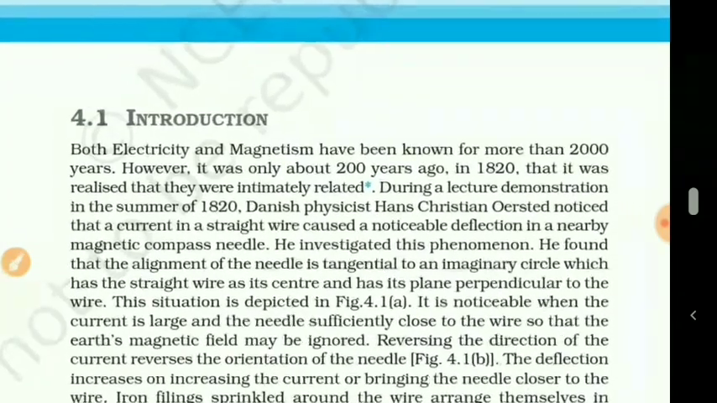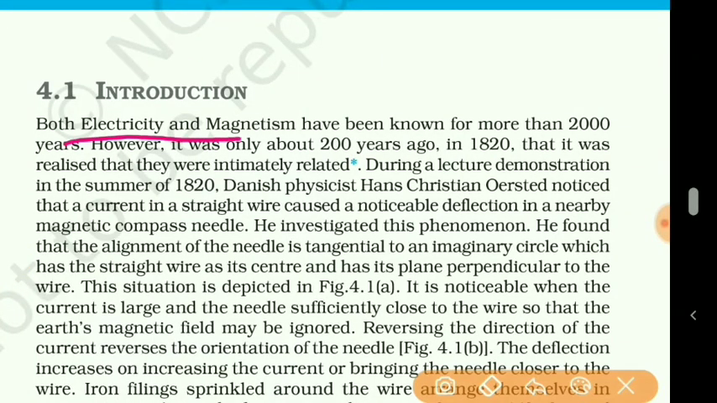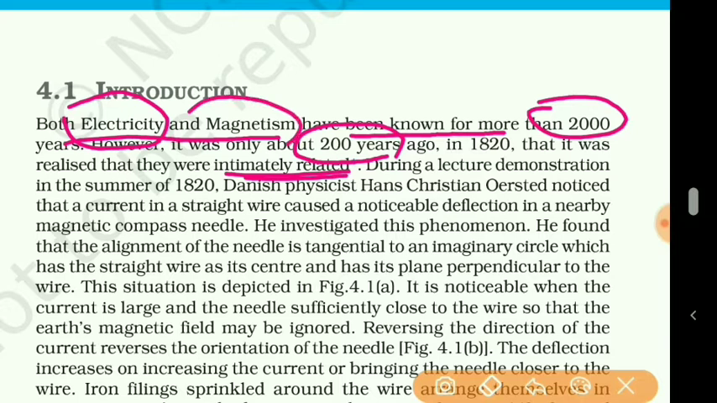Students, in the introduction part it is given that electricity and magnetism were known for more than 2000 years, but before 200 years ago it was realized that they were related to each other. Means electricity and magnetism are related to each other. But before that, both were studied as individual branches.